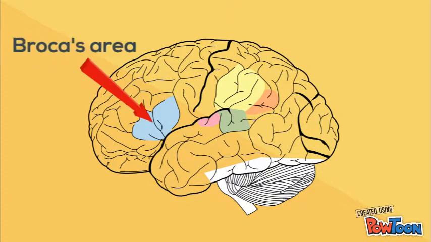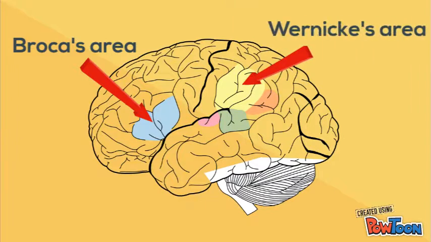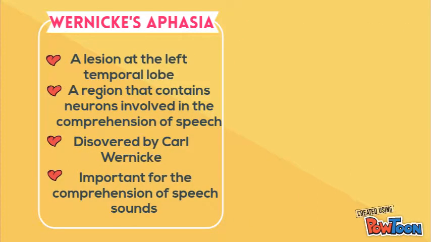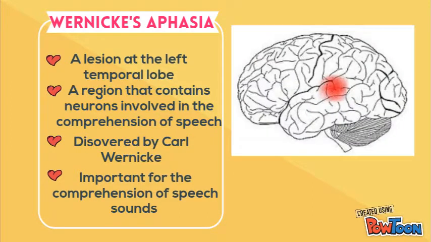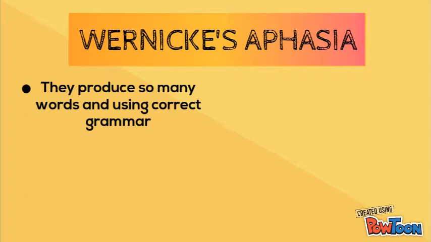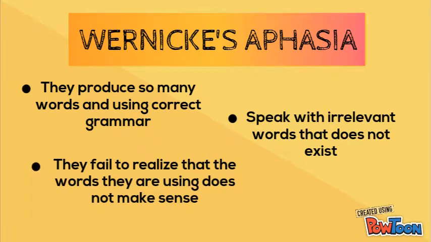A lesion may be found in the left hemisphere in Broca's area, which is responsible for language production and speech gestures. Behind Broca's area is Wernicke's area, which is responsible for language comprehension. There are 2 types of aphasia: fluent aphasia or Wernicke's aphasia, and non-fluent aphasia or Broca's aphasia.